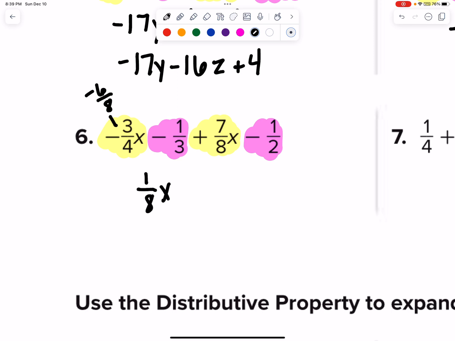And then I have my 2 constants that happen to be fractions also. We're going to have to make common denominators because we're joining these together. And so I know half.